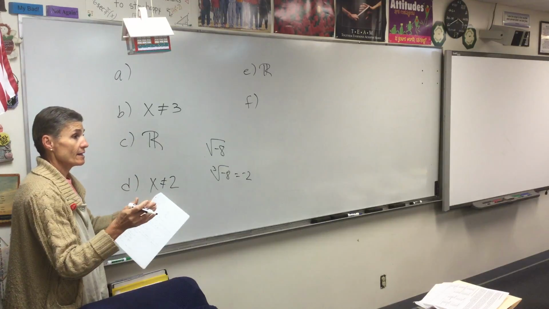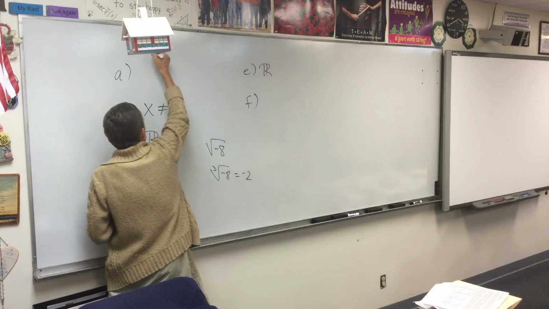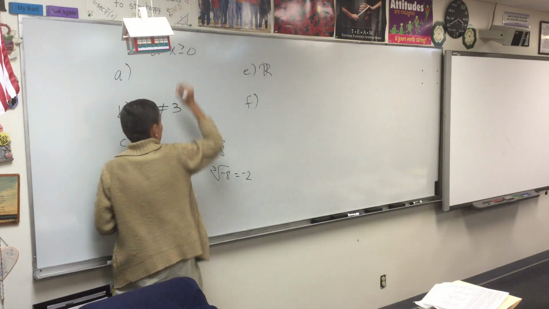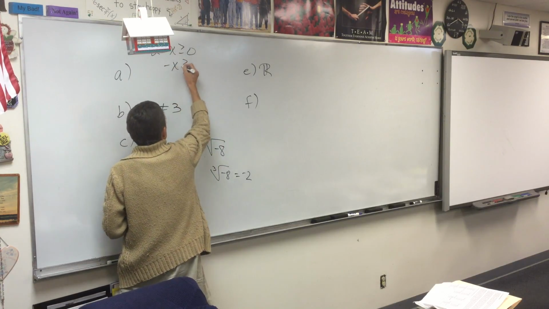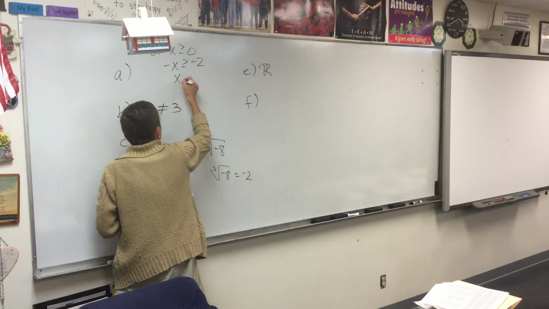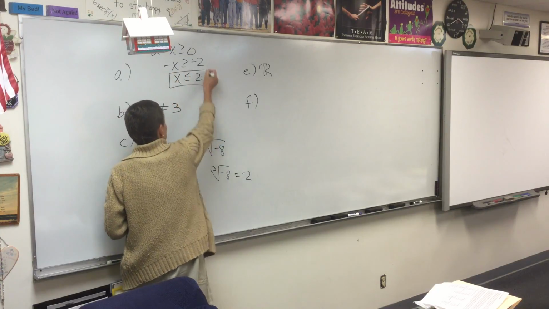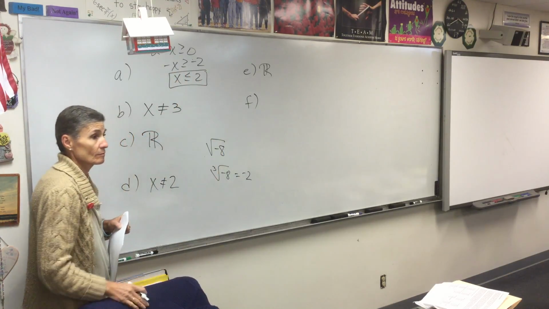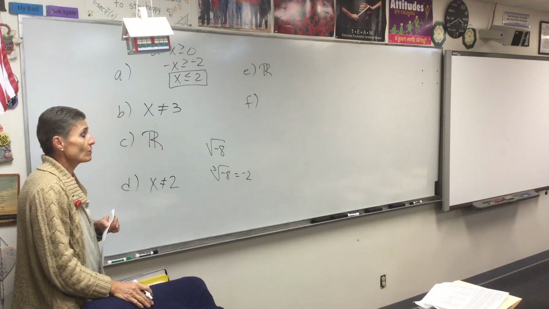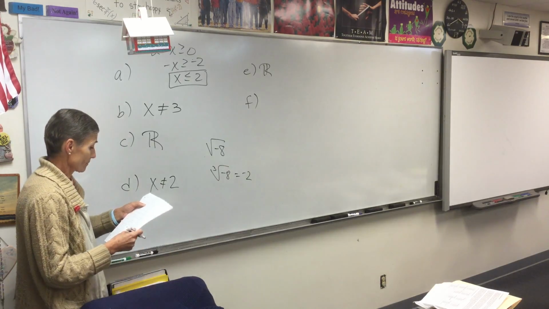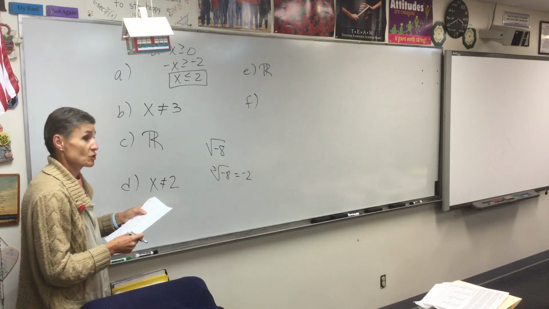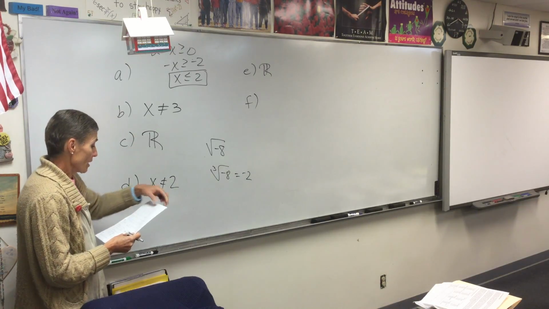Okay, so look at A. 2 minus X has to be bigger than or equal to 0, which means X has to be less than or equal to 2. Whatever is under the radical has to be positive, if it's a square root. It's a square root. All right, look at D.